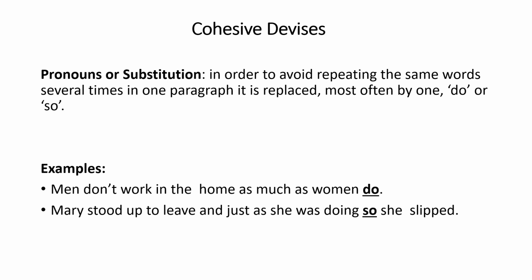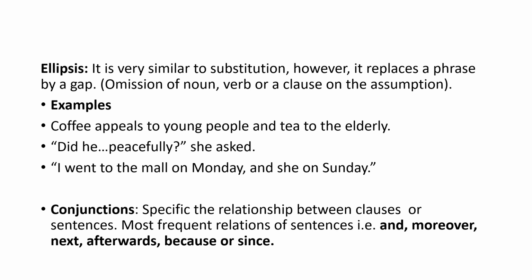Otherwise there would be some problems for the listener in understanding what the speaker is saying. So instead of repeating the whole phrase again in the next part, some words are replaced by the phrase or by the sentence. Here we can see do or so were replaced by the phrases which were discussed in the previous part of the sentence. Next, there is ellipsis. It's very similar to substitution, however it replaces the phrase by a gap, an omission of a noun, verb or clause on the assumption that it is understood.